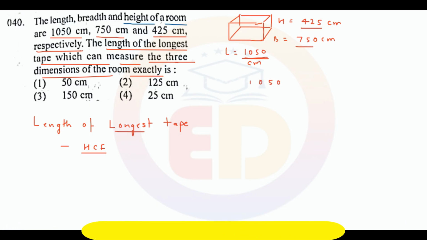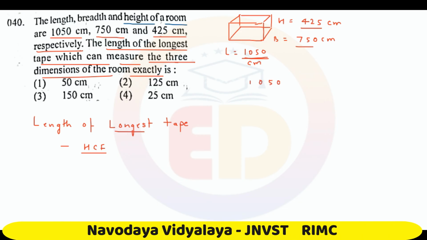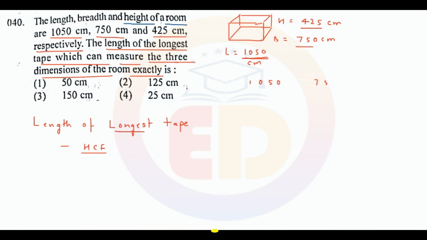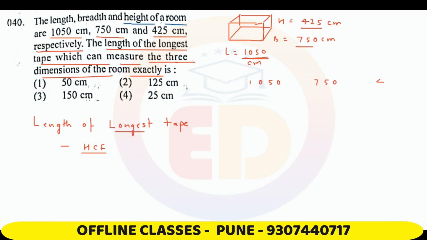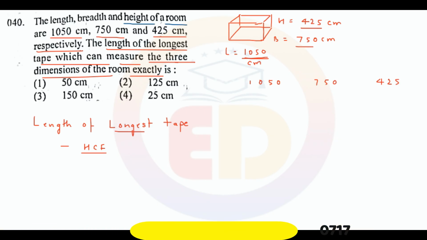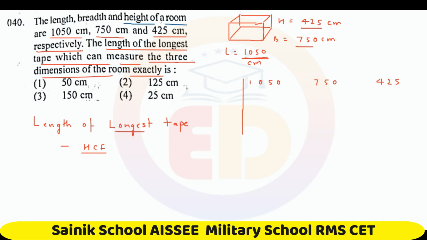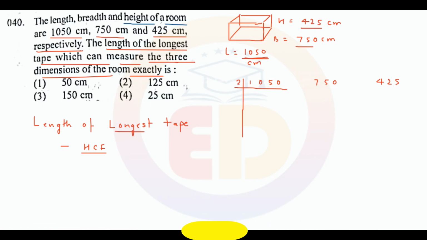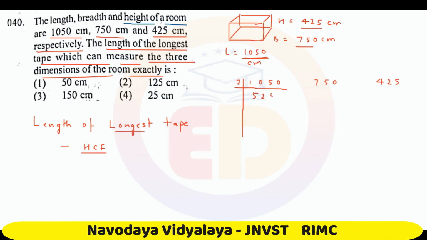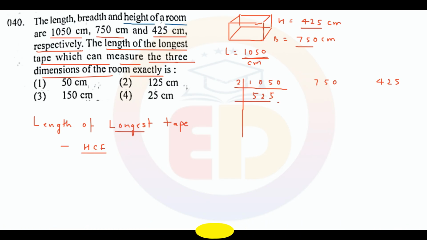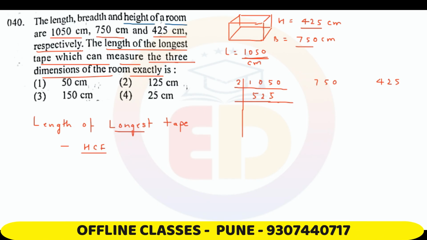Now here we will use the factorization method. 1050, 750 and 425. Finding the factors individually, I'll divide 1050 by 2. It will give me 525. 525 is not divisible by 2, but it is divisible by 3 because the sum of the digits is 12.